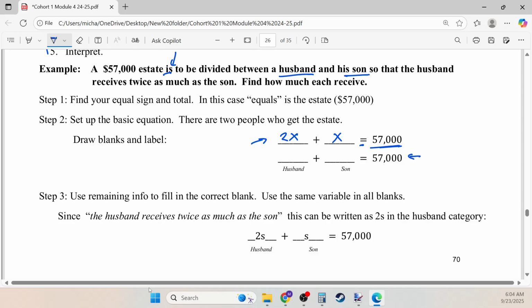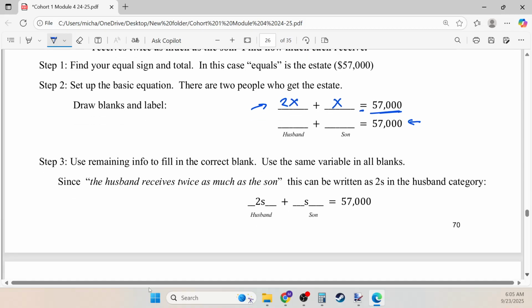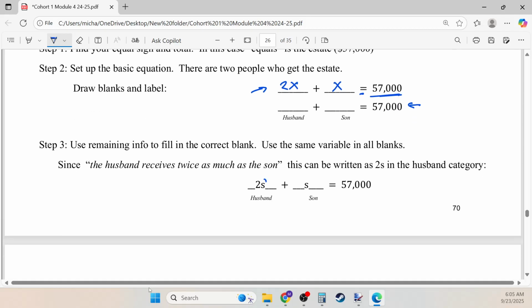Let's see what it says. Find your equal sign and total. In this case, equals is the estate. Set up the basic equation. There are 2 people who get the estate. Draw blanks and label. Use the remaining info. I guess they decided to use S for son, and that's fine. So we have 2S plus S is 3S equals 57,000.